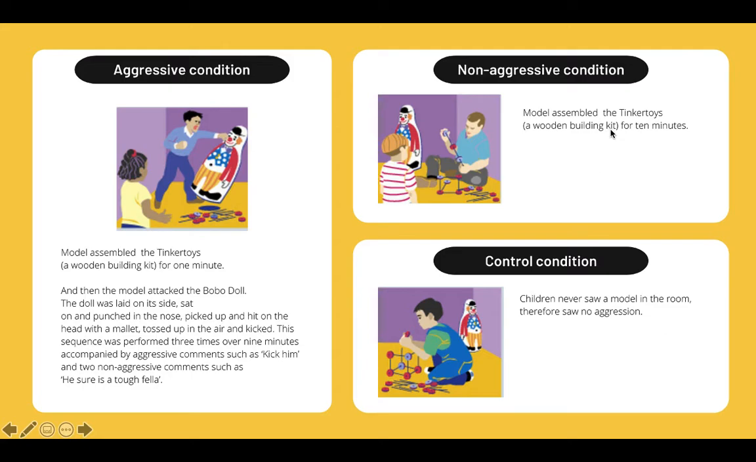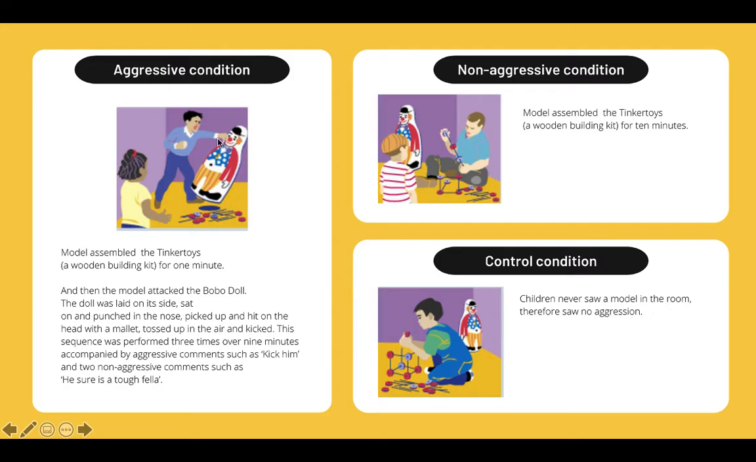In the non-aggressive condition, the whole 10 minutes, the model assembled the Tinker toys, a wooden building kit. That's all they did, and then the child is observing that behavior, non-aggressive. In the control condition, children never saw a model in the room, therefore saw no aggression.